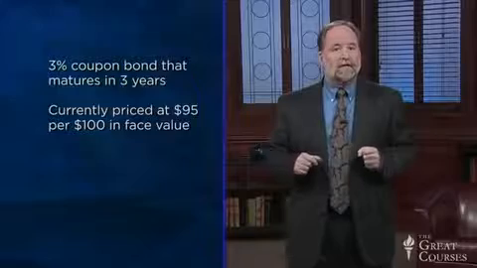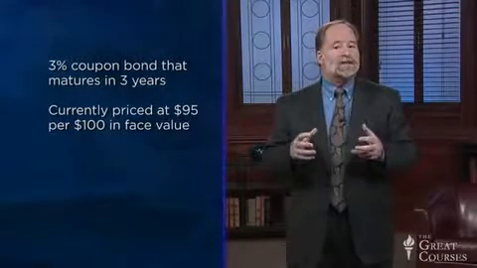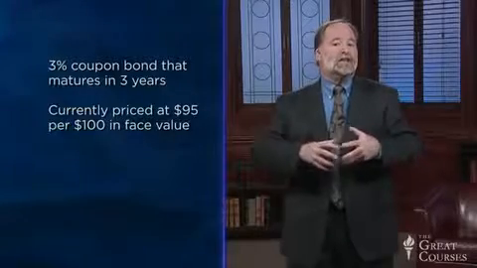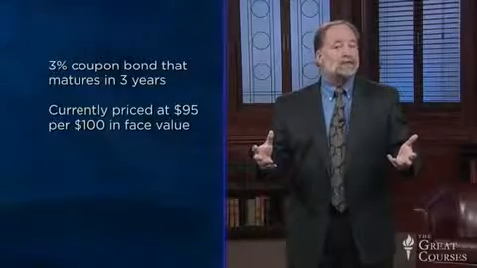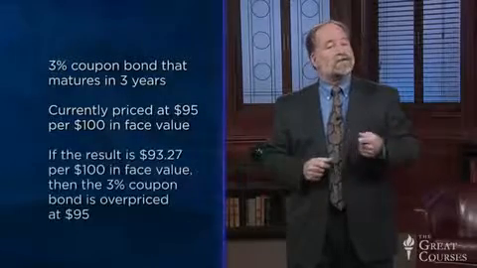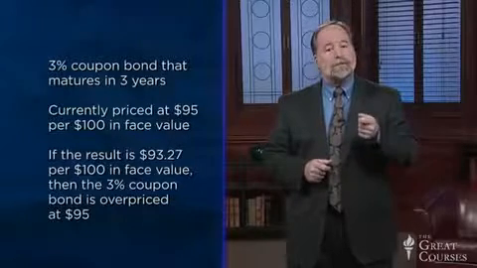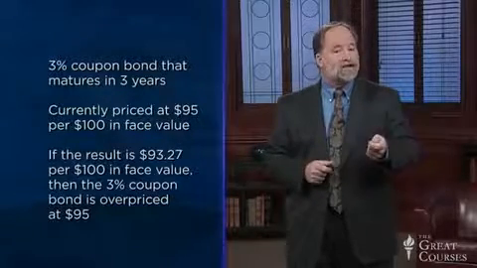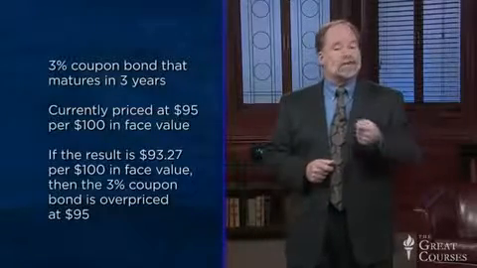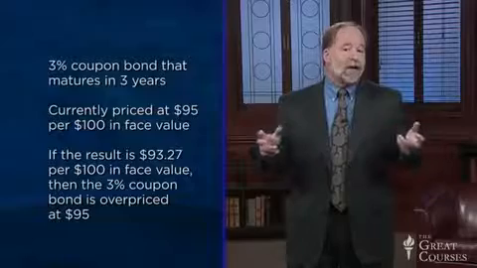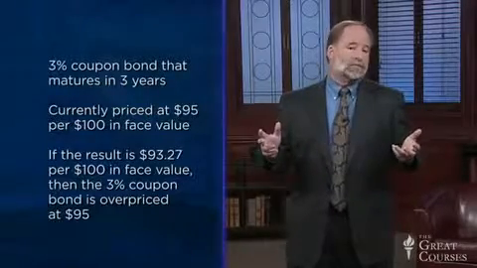Well, let's see. If it's similar to the bond that we just determined the spread for, then we can discount back the cash flows on this default risk-prone bond and get its value using the spread. If the result is $93.27 per $100 in face value, then the 3% coupon bond is overpriced at $95. So in fact, that's the price you get when you discount it back at the risky default rate. So do not buy it, and if you own it, sell it.